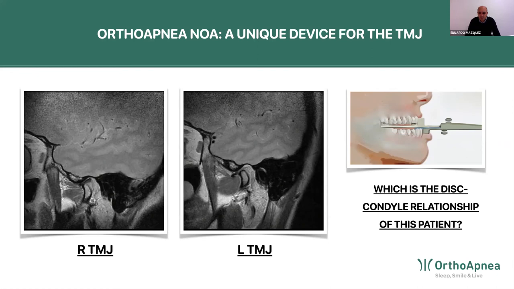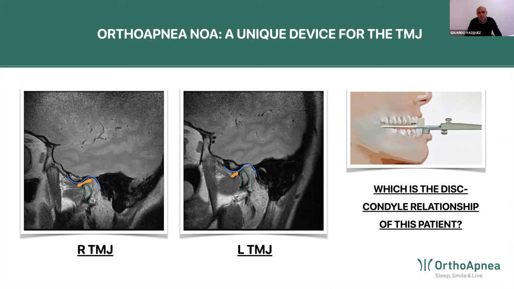Now, for those that are less familiar with MRI images of the temporomandibular joint, I would like to mention that this blue line that you see here represents the articular eminence and the fossa. The green line represents the condyle, and the orange structure is the articular disc. You can see that all structures are in place in the right temporomandibular joint. But if we take a look at the left temporomandibular joint, we can see that the patient has a disc displacement without reduction.